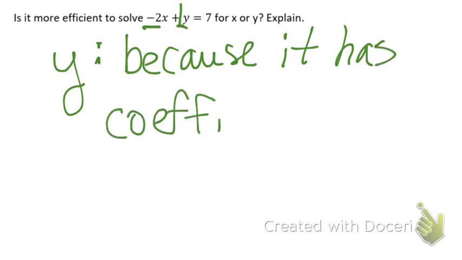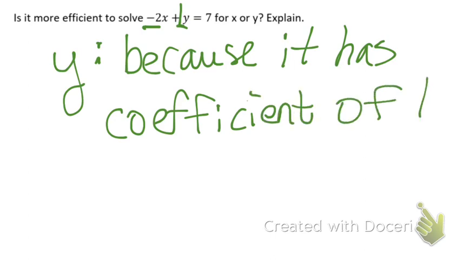And that saves us a little bit of work, and so that's what we're trying to do here, right? We want to be efficient. You could totally solve for x. You could isolate x. But y would require fewer steps and therefore makes it a little bit faster.